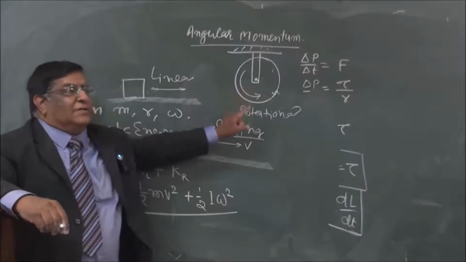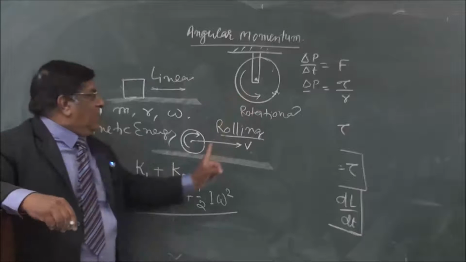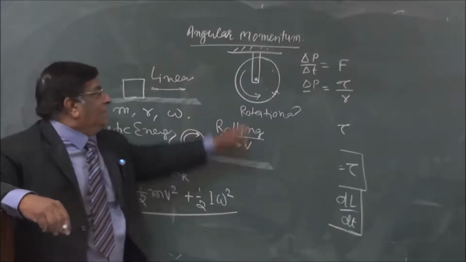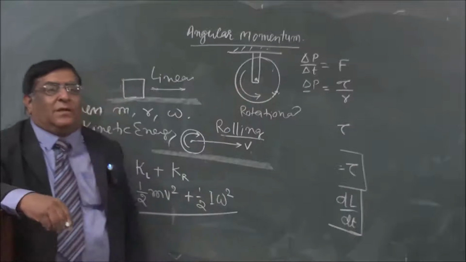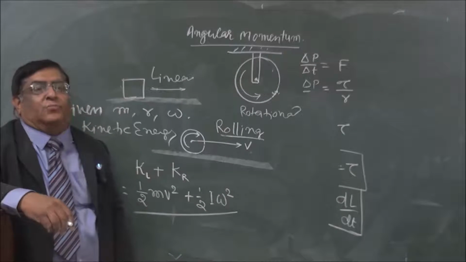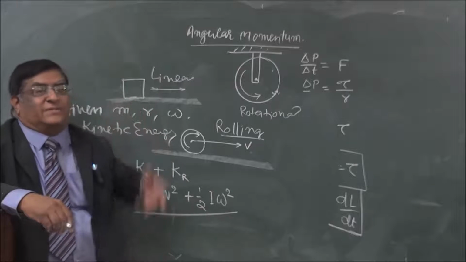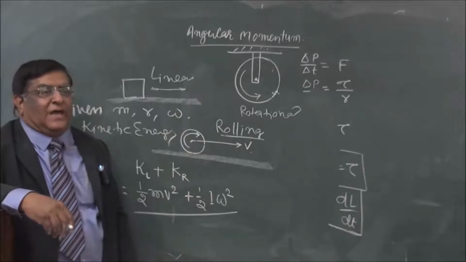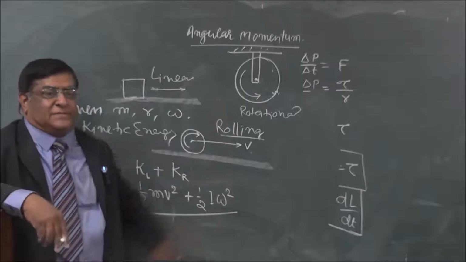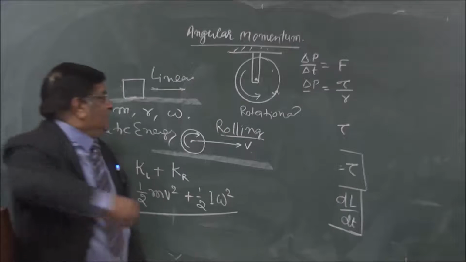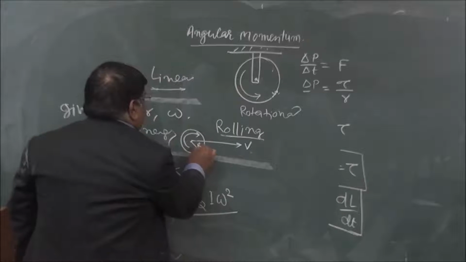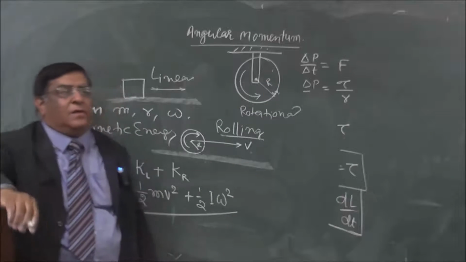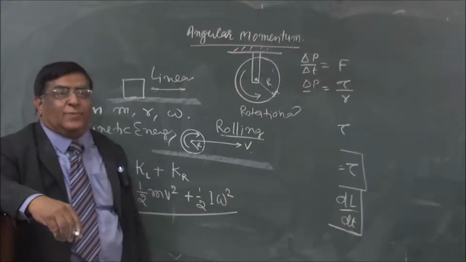I give 100 joule energy to this. I give 100 joule energy to this. Ask them to roll. This is rolling. This is also rolling. In which case will omega be more? Which will be moving faster? This or this? Both have the same radius. This is R and this is also R. Pulley will have larger omega. Why?